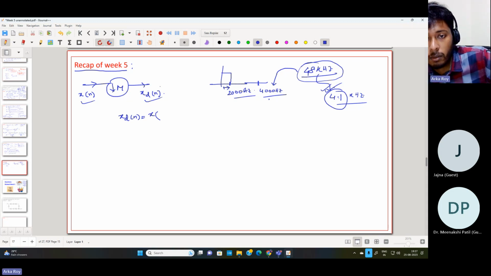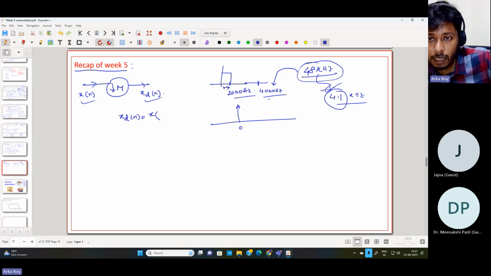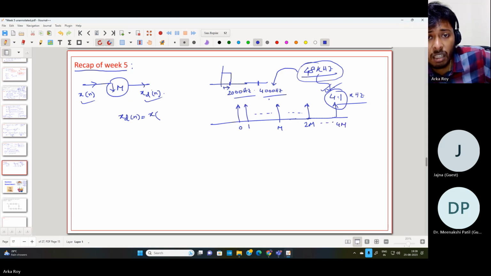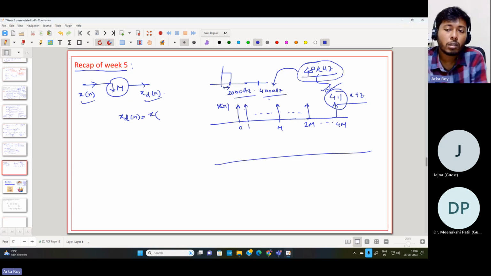So we can see we are downsampling the signals. That means we will drop the sample values at a regular interval. So this is 0, 1, 2, m, dot dot dot, 2m, and let's say this is 4m, like this. This is, let's say, x of n. I'm just showing you the positive side of the signal. Negative side, you can figure it out. Basically, the operations will be the same.